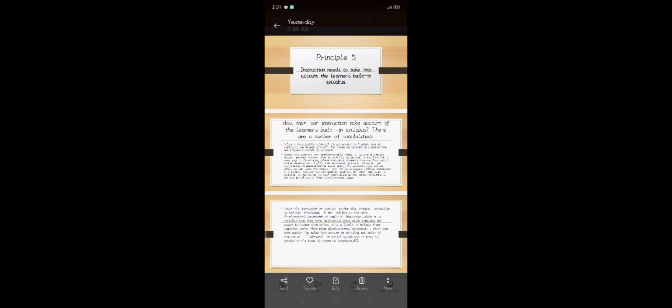Very gradually passing through a series of transition stages. So, how then can instruction take account of the learner's built-in syllabus? There are a number of possibilities. So, number 1, adopt a zero grammar approach as proposed by Krashen, that is, employ a task approach that makes no attempt to predetermine the linguistic content of a lesson.